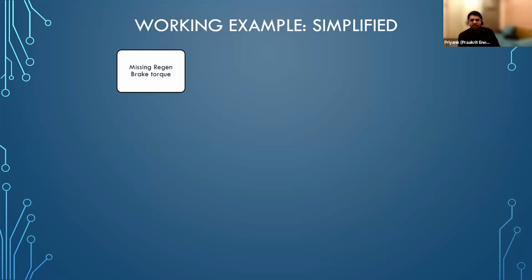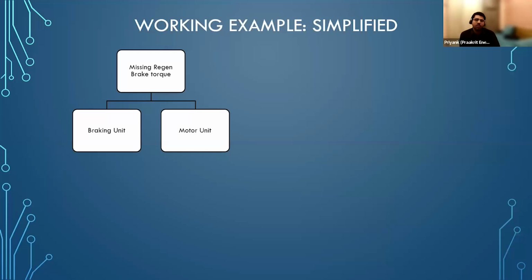We started with the example of missing regenerative braking. Please do focus on this because this is a bit complex, and it will help if you hear as well what I'm saying. Now, it's obvious that 2 major systems that work towards it are the braking unit and the motor unit. There are many more, I know, but again, keeping it simple for now.